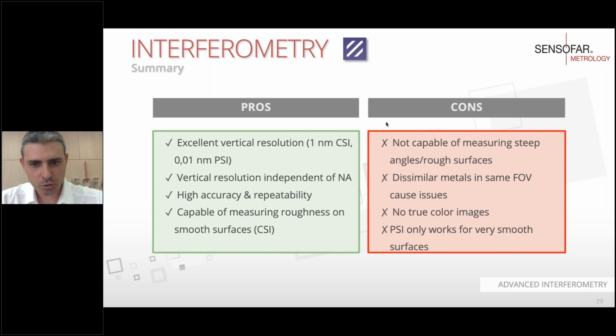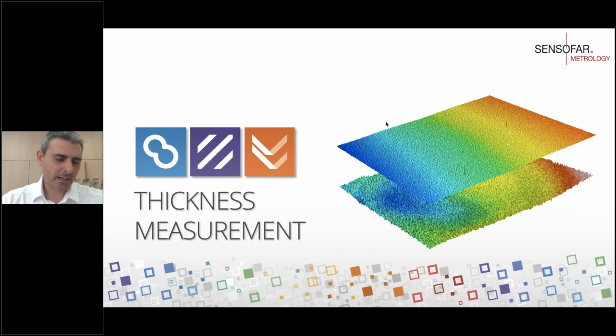You have no true color images with interferometry, and phase shifting only works for very, very small surfaces. There is no way to measure sub-nanometer resolution for rough surfaces, because there is no phase information that you can retrieve, due to the 2 pi uncertainty in the equations. So okay, let's move to the thickness measurement technology by using interferometry and confocal.